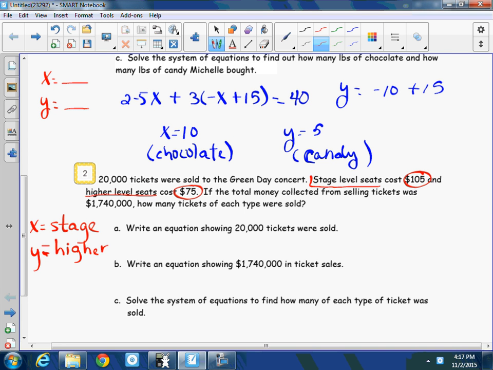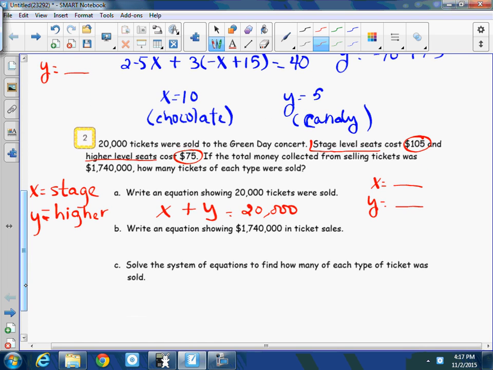If the total money collected from selling tickets was $1,740,000, how many tickets of each were sold? So I need both, I need X and Y. Write an equation showing 20,000 tickets were sold. So how many stage plus how many higher level tickets you sold needs to be equal to 20,000.